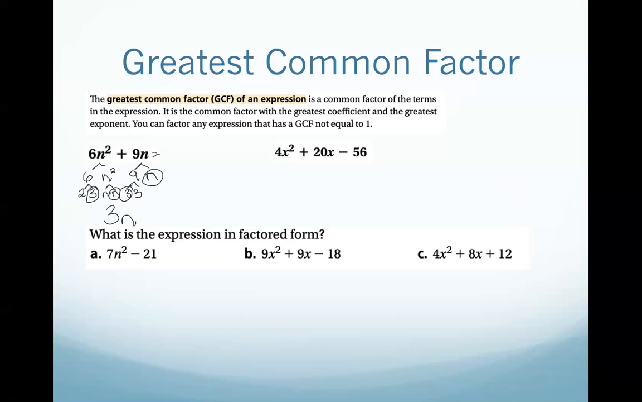So I say 3n times what would give me 6n squared? It would have to be 2n. And what would give me 9n would be the 3. So I can remove the 3n from both terms by factoring it, leaving just 2n plus 3 behind. So this is the factored form. This is the GCF.